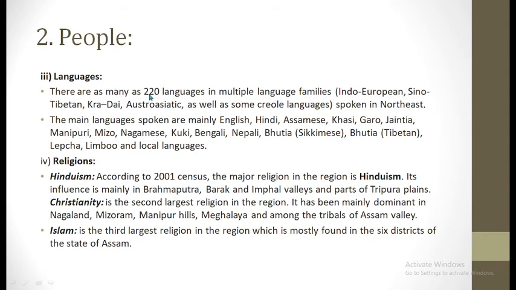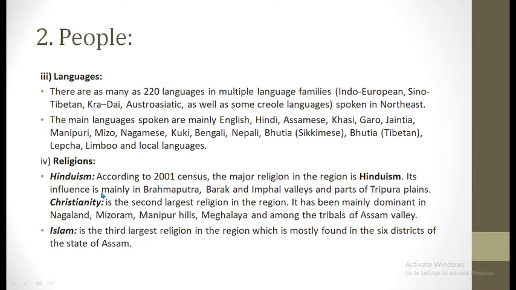Now, there are more than 220 languages spoken in Northeast India, which belong to different language families. But some of the main languages spoken in the region are English, of course, and Hindi, Assamese, Khasi, Garo, Jaintia, Manipuri, Mizo, Nagamese, Kuki, Bengali, Nepali, Bhutia, and such other languages. But in total, there are more than 220 languages in the region.